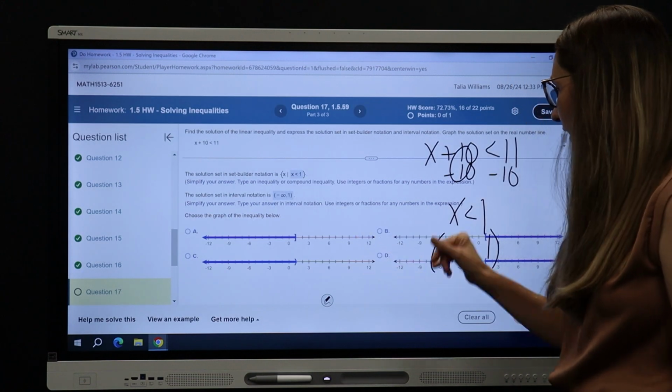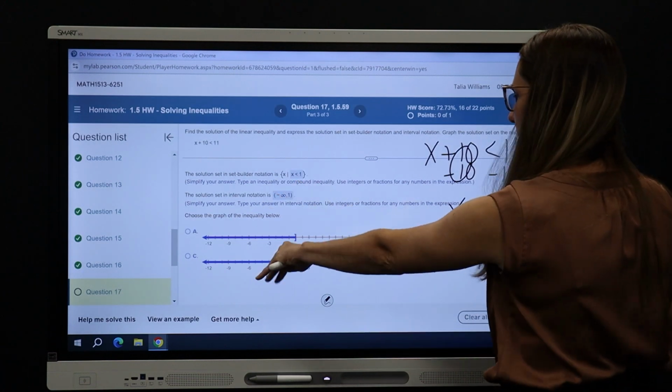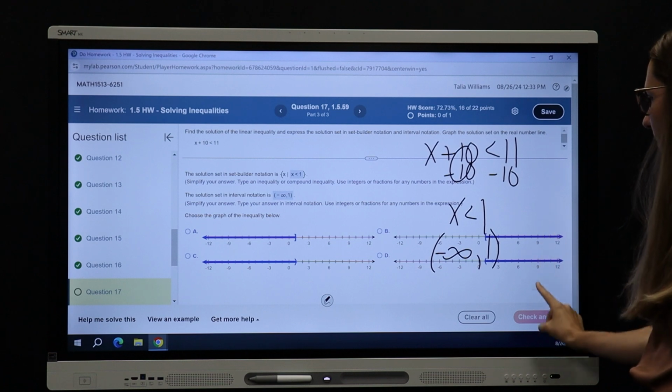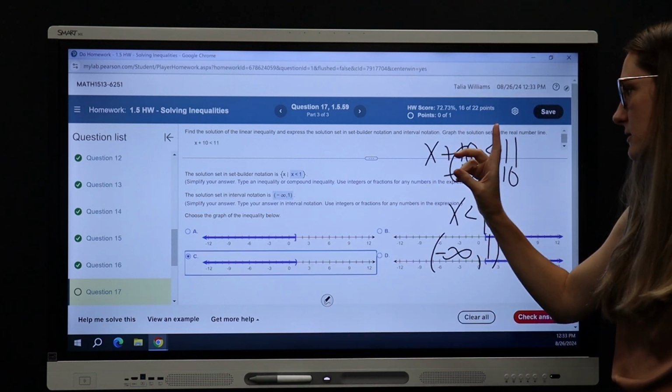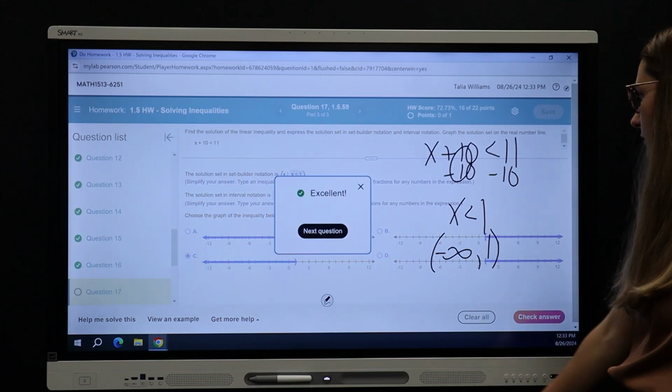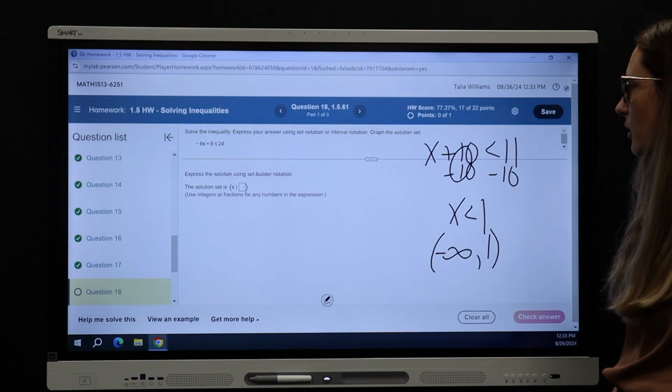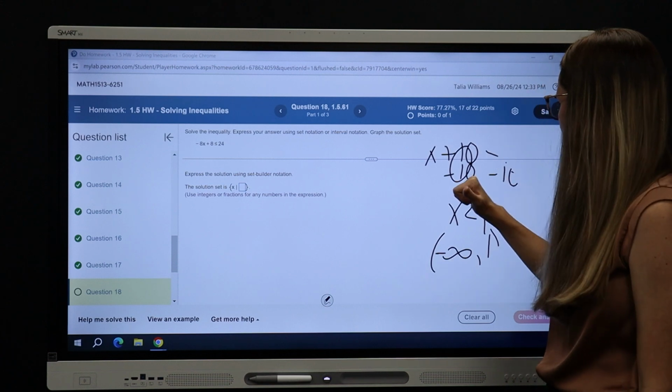And then graph. So we're looking for the one that goes to negative infinity. So these two, these go to positive infinity. And then we need a parenthesis at 1 because ours is not equal to. Next.